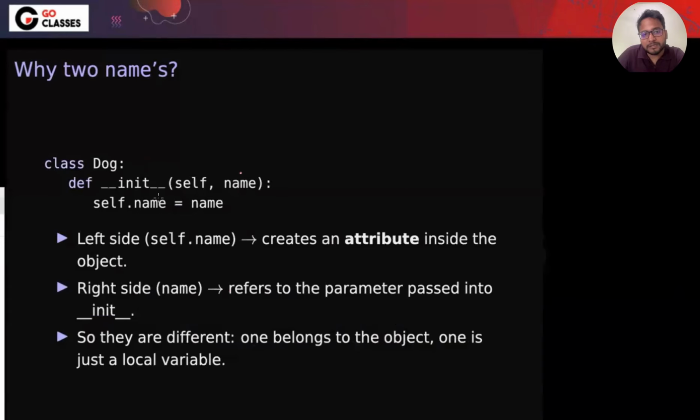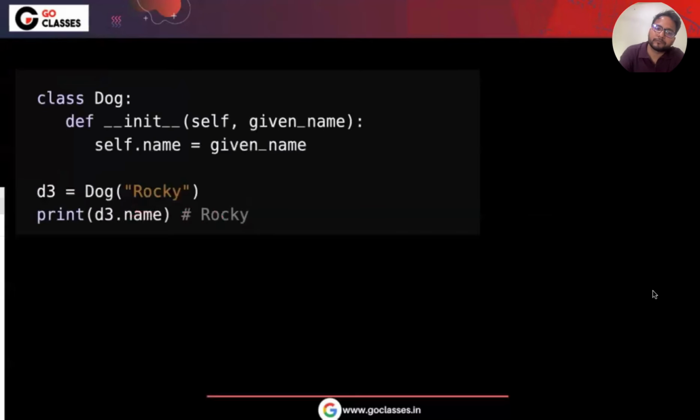Now you notice here that this is also name, and this is also name. So why two names? Basically, the left side name is an attribute. The right side name refers to the parameter passed into the init function. So they are different. One belongs to the object, and one is just a local variable. Whatever you use with the dot operator is actually the attribute. So for example, these could be different also. This is name, this is given name.